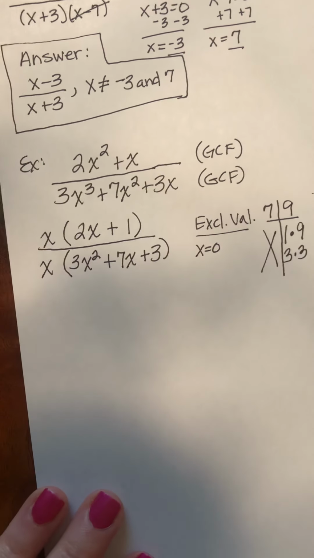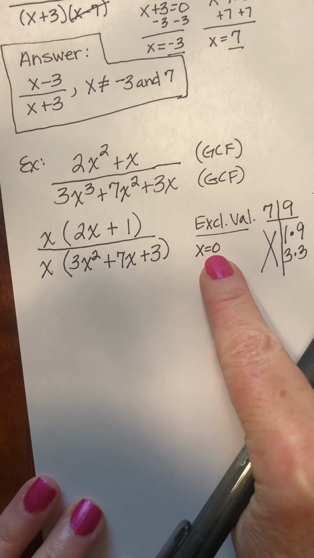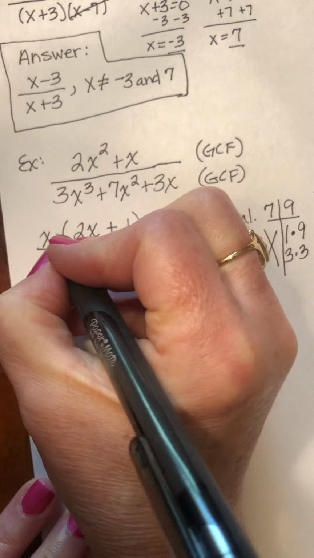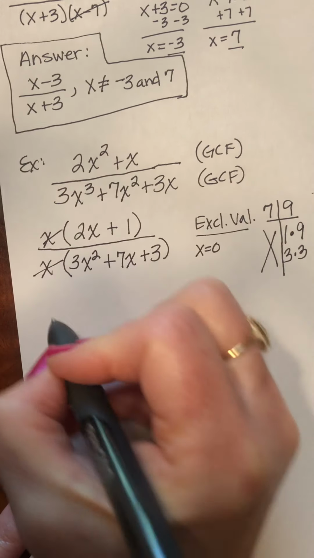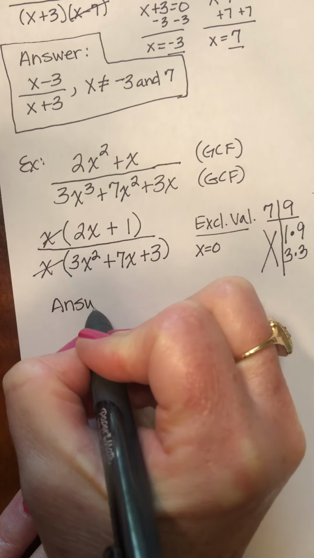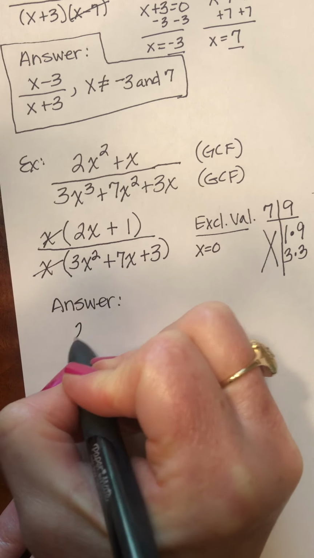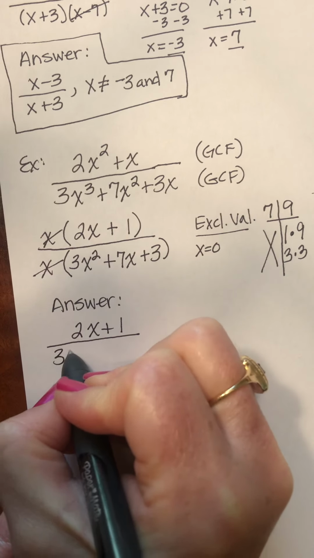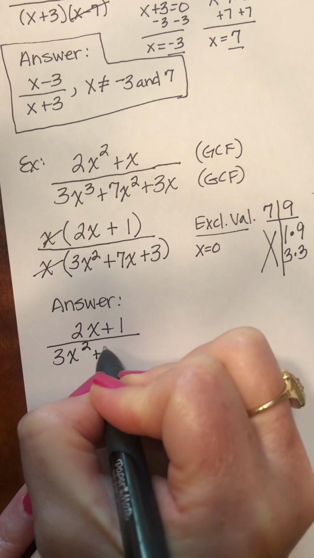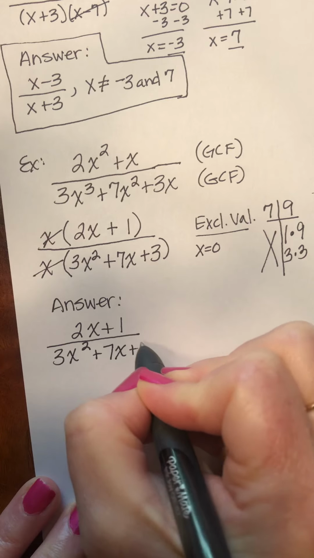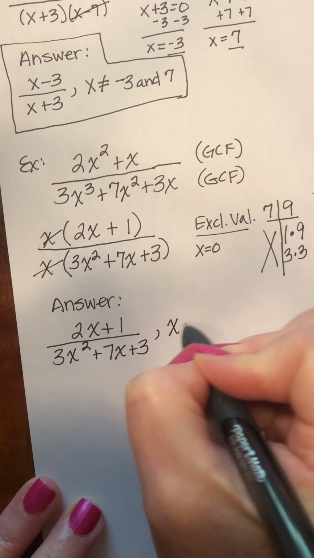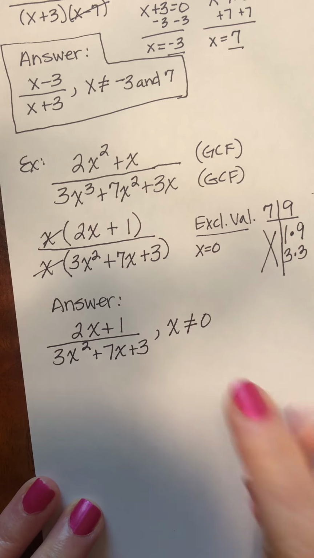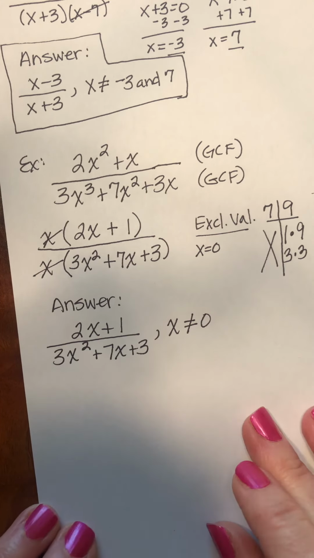So we're just going to stick with our excluded value of 0, and then we're going to go ahead and reduce by canceling out these x's, and so your answer is going to be 2x plus 1 over 3x squared plus 7x plus 3, and then x cannot be equal to 0. That's telling you that it's excluded right there. And there is your answer for the second problem.